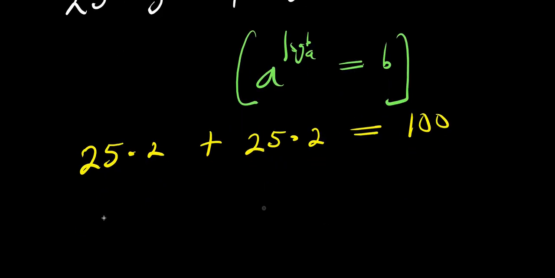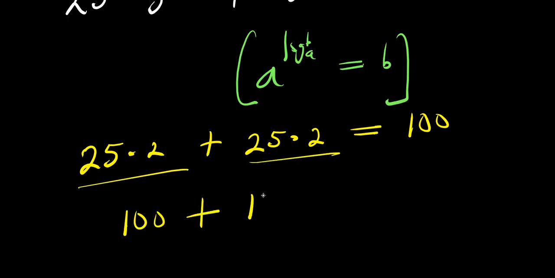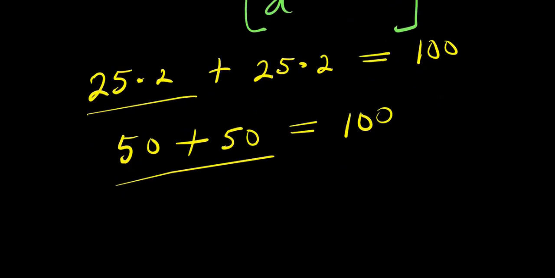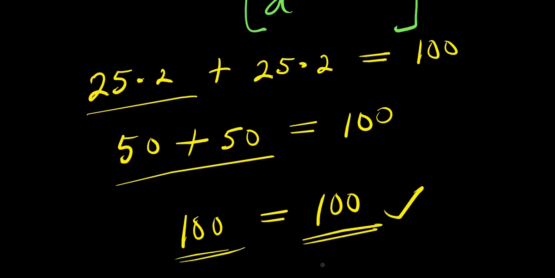And from here, 25 times 2, that is 50, sorry, this is 50, it's not 100. Plus 25 times 2, that is 50, equals 100. And if you add 50 to 50, we are definitely going to have 100 here. And this equals 100 here. Both sides are now the same.